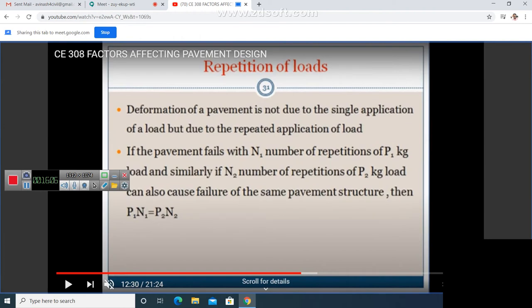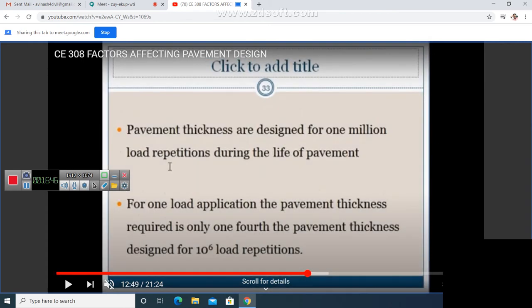If the pavement fails with N1 number of repetitions of P1 kilogram load, you are repeating a load of P1 for N1 times, and similarly you are repeating a different load of P2 for N2 number of repetitions. If a pavement is found to fail with N1 repetitions of P1 load and N2 repetitions of P2 load can also cause failure to the same pavement surface, then you can write P1 N1 is equal to P2 N2.